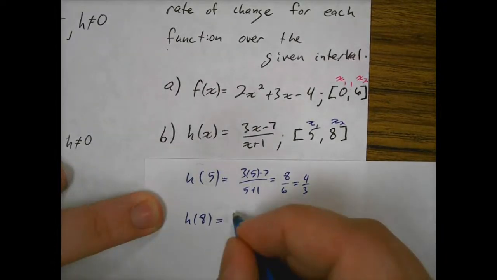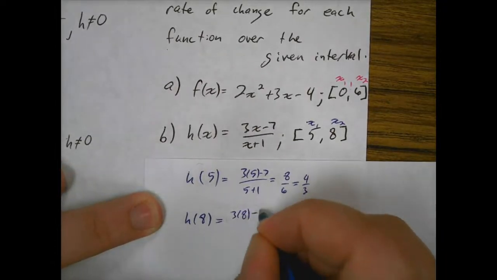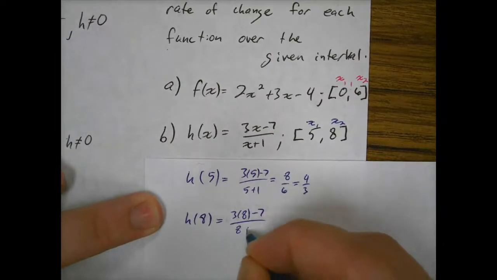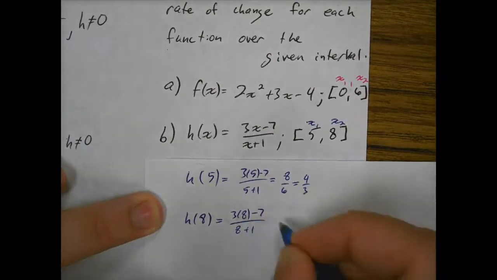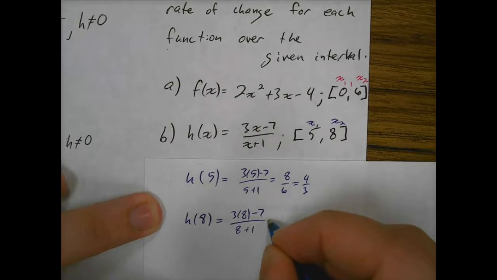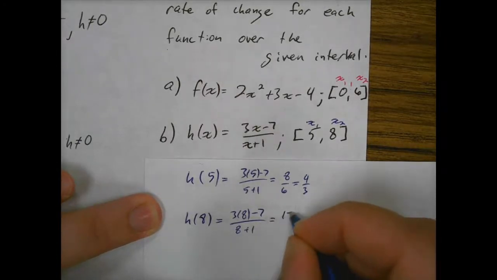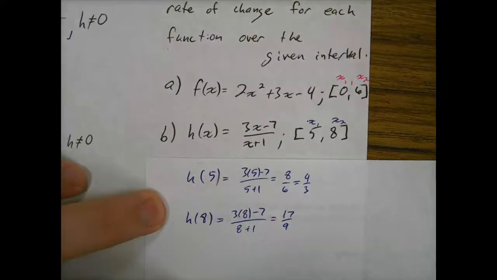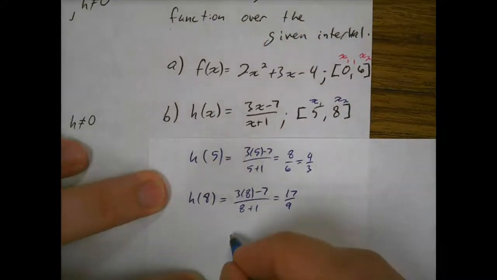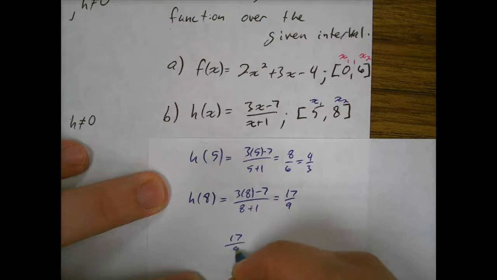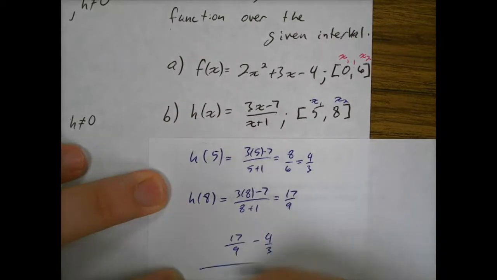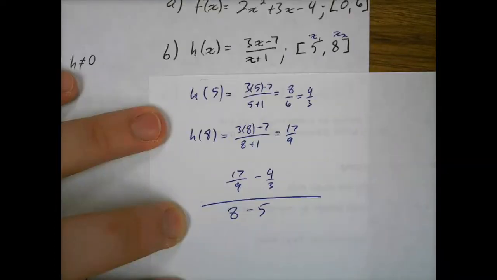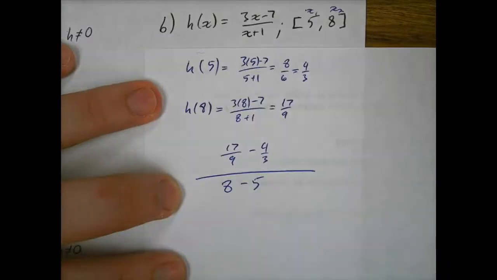Right? H of 8, 3 times 8 minus 7 divided by 8 plus 1. 3 times 8 is 24 minus 7 is 17 over 9. Ooh, we got some really ugly numbers. I should have thought about these. But again, same sort of idea. We can do 17 ninths minus 4 thirds divided by 8 minus 5 to get the change in the y's over the change in the x's.